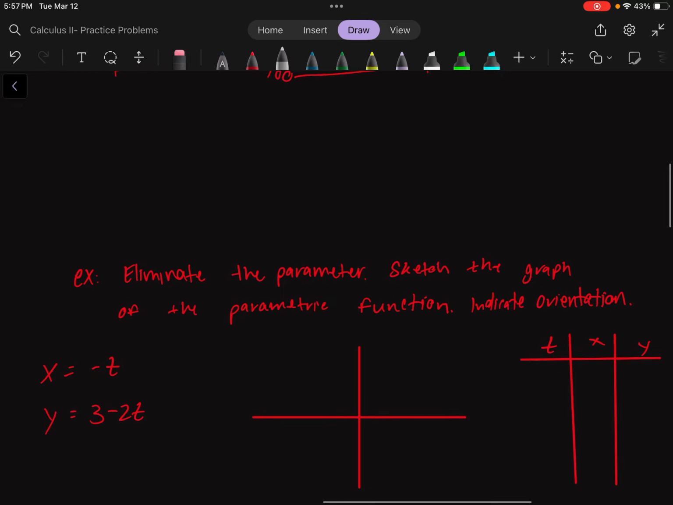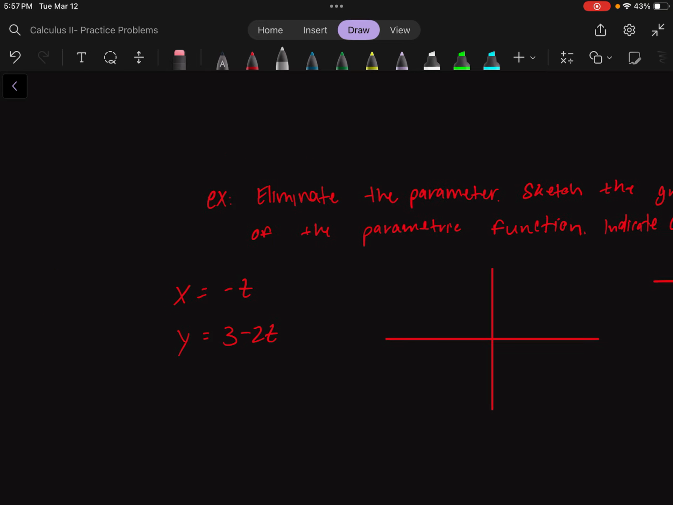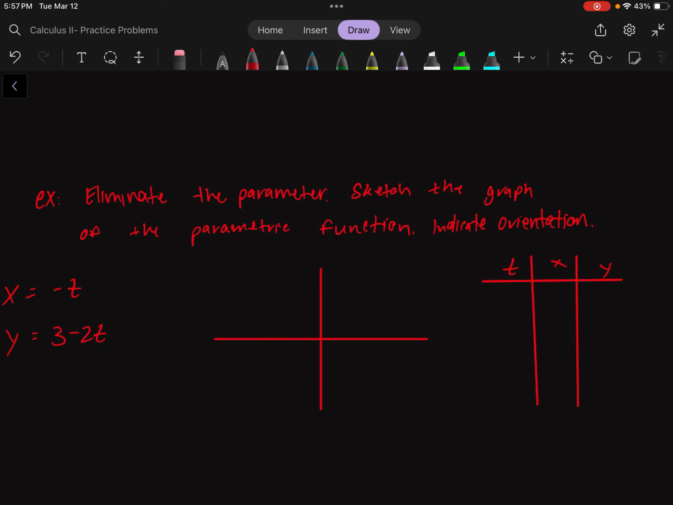So let's look at this. It asks us to eliminate the parameter, sketch the graph of the parametric function, and indicate the orientation. We have two functions of t: x is equal to negative t, y is equal to 3 minus 2t. Let's just look at 5 t values: what happens when t is negative 2, negative 1, 0, 1, and 2?